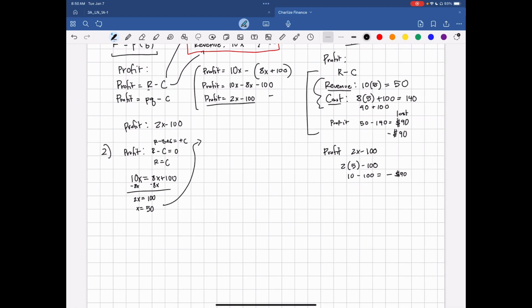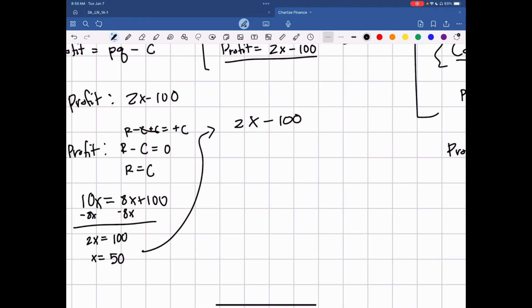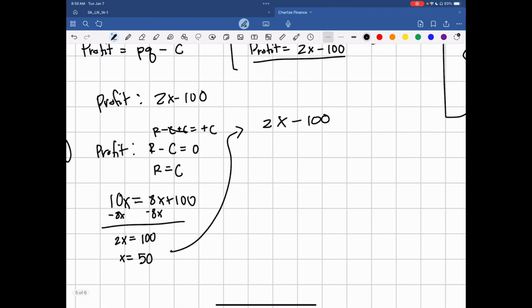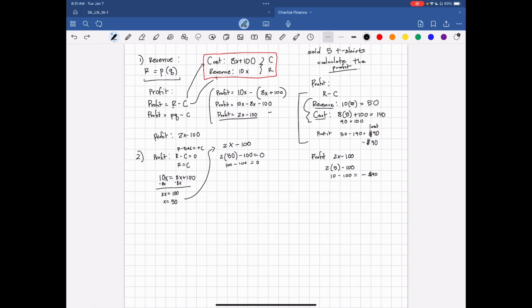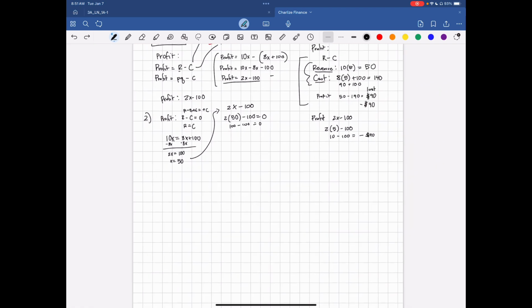And let's try it out. If I did 2x minus 100, I'm trying it out, but this is also equivalent to checking my answer in pre-calculus terms. 2 times 50 minus 100, and I should get 0. 100 minus 100 equals 0. And you see how that only works because 2 times 50 is equal to 100. The revenue has to be equal to the cost.